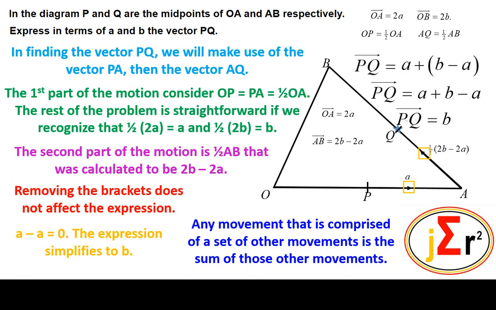Any movement that is comprised of a set of other movements is the sum of those other movements. The movement from P to Q is comprised of the movement from P to A, then from A to Q. Therefore, PQ is the sum of the movement from P to A and the movement from A to Q.